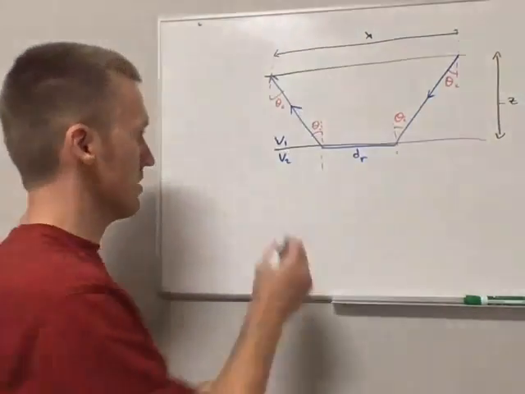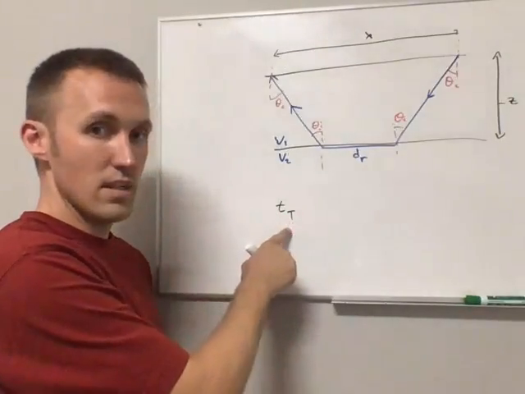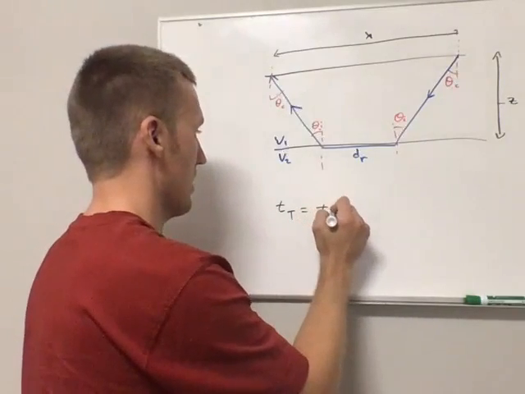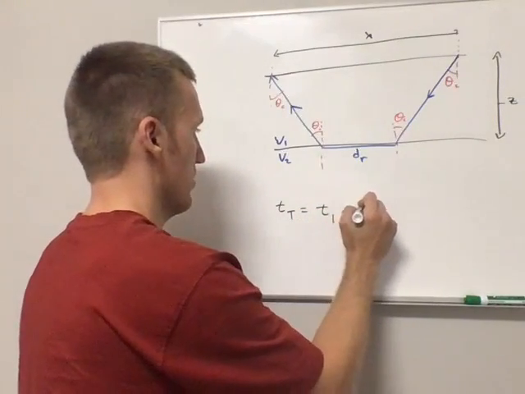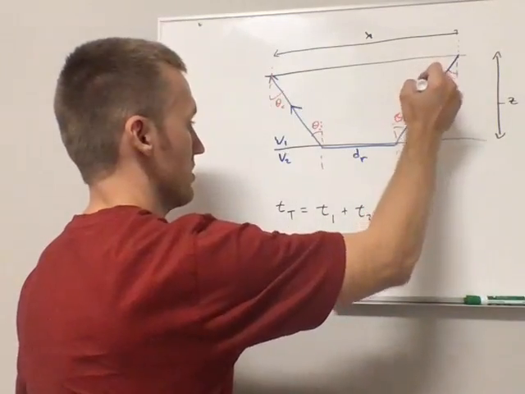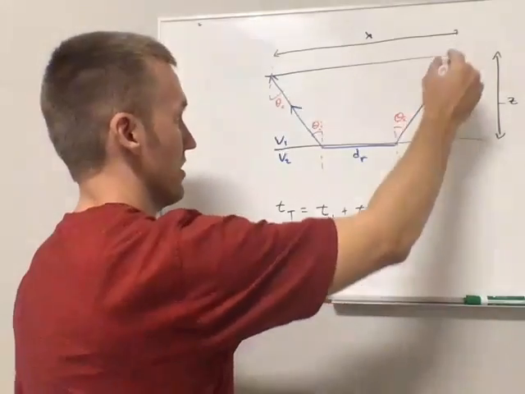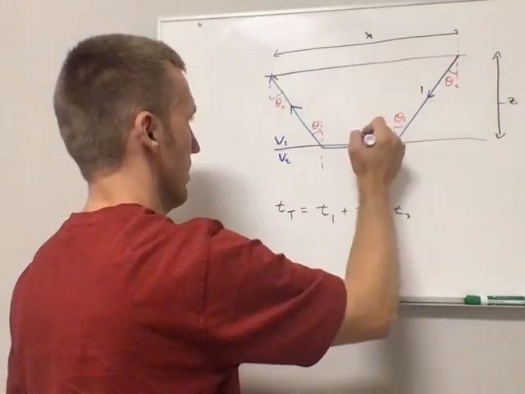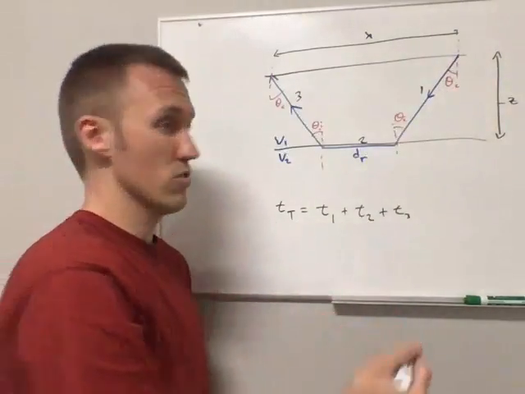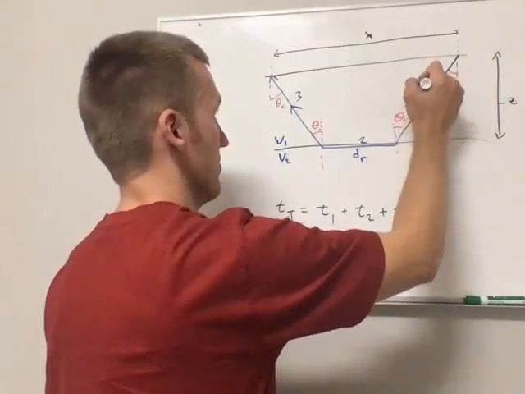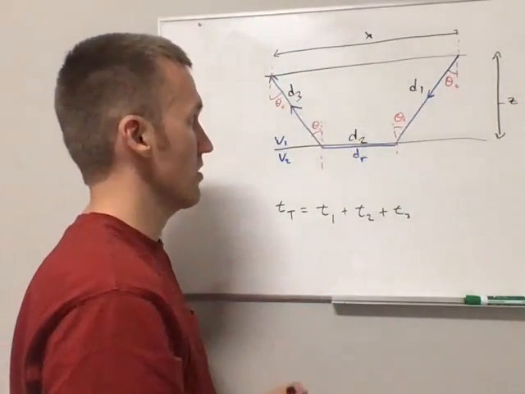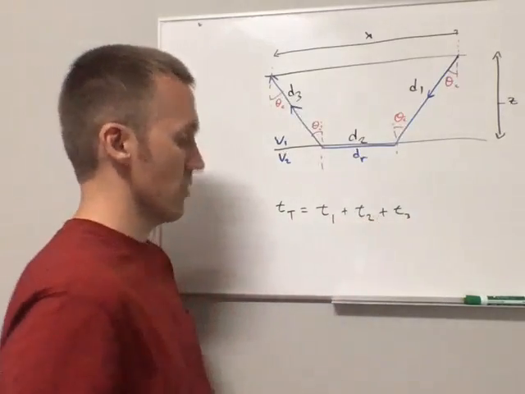And total travel time is going to be lowercase t sub capital T for total time, equal to time along section 1 plus time along section 2 plus time along section 3. We'll call this section 1, section 2, section 3. And we'll call the distance along section 1 d1, and the distance along section 2 d2, and so on and so forth. And then there's also a travel time t1, t2, and t3.